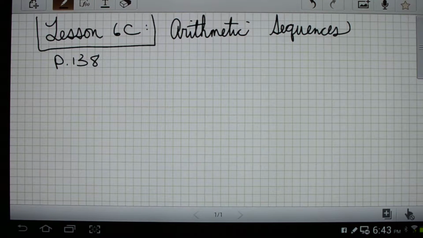Alright, today we are learning about arithmetic sequences. This is lesson 6C. So this would be the first day that you will not have me. On Monday we should have done lesson 6B, and today we're doing lesson 6C. It should be Wednesday.